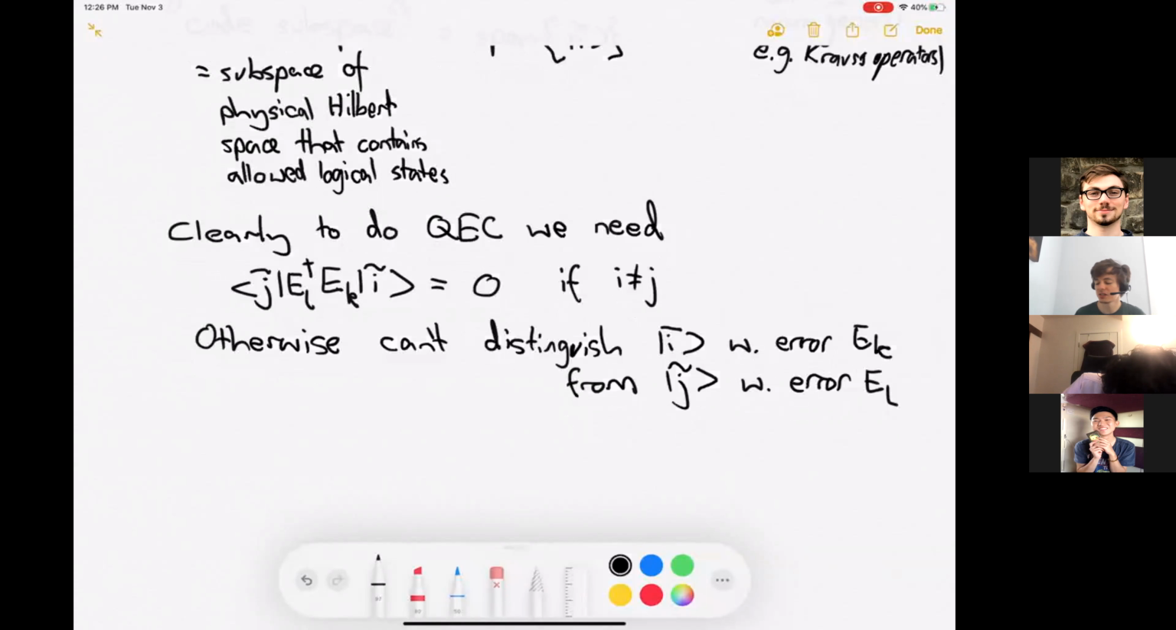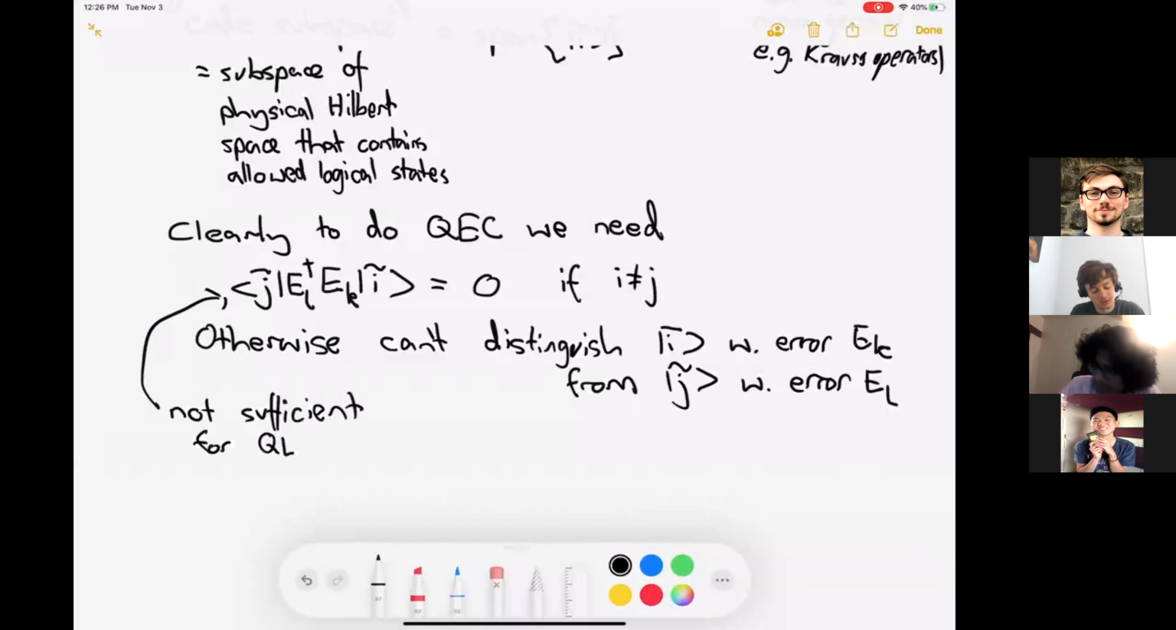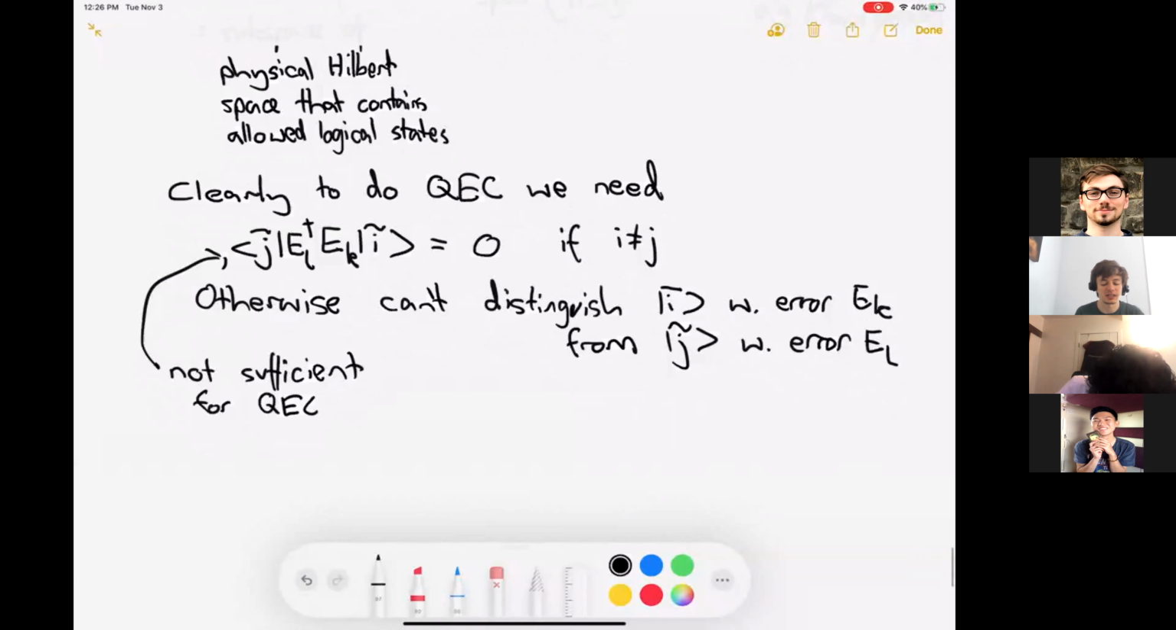It turns out this condition is not sufficient. That's a necessary condition for error correction, but not a sufficient condition. And the reason is as follows. Classically, this would basically be a sufficient condition. You have some classical set of states, you can have errors that can happen to it, and you need your state i with error K to always be different from state j with error L.